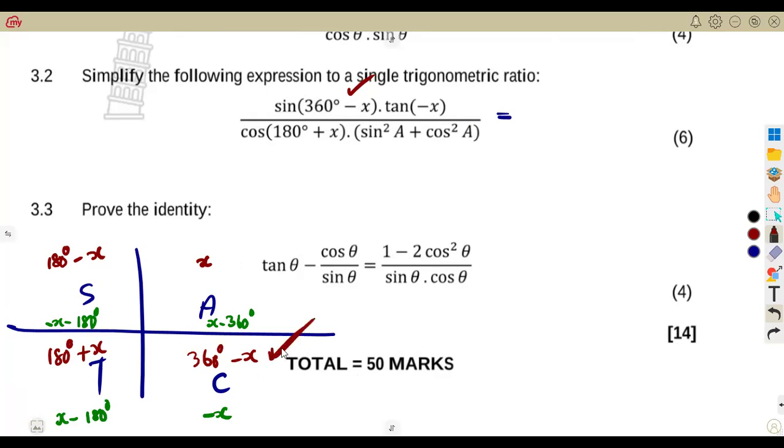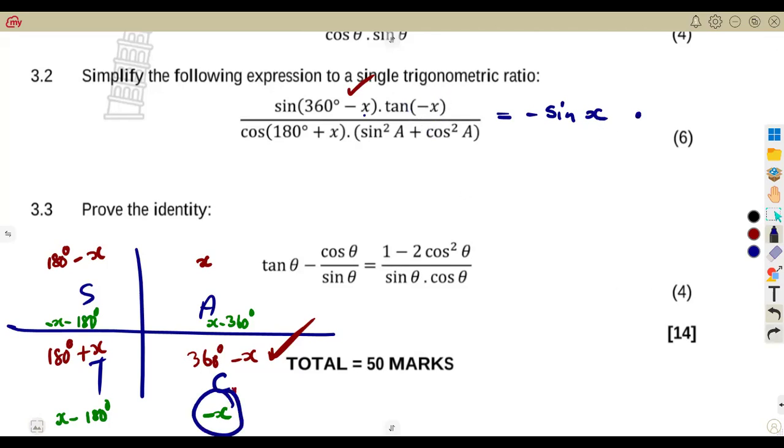All right. So 360 minus x is a positive angle which lies in the fourth quadrant. And in this fourth quadrant, this quadrant is for cos. So it means sine here is negative. So that one is going to give us a negative sine of the acute angle, which is x. So it's negative sine x.